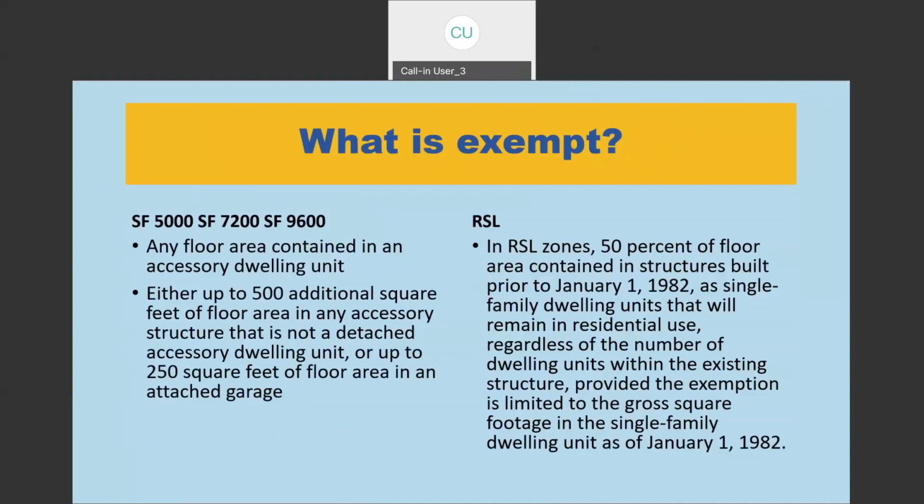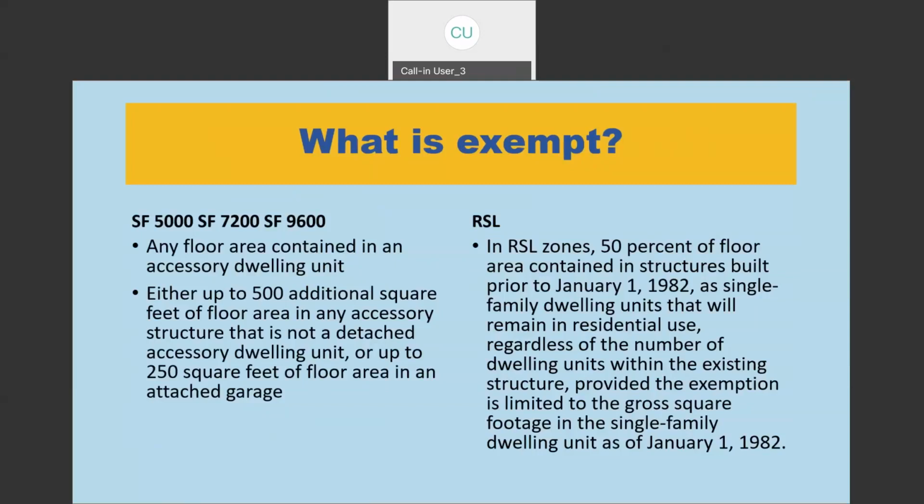And then on top of that, you can have either up to 500 additional square feet of floor area in any accessory structure, such as a shed or other accessory structure that's not a detached accessory dwelling unit, or up to 250 square feet of floor area in an attached garage. For another accessory structure, you could just have a detached garage, and that would be included in the 500 additional square feet that is exempt.